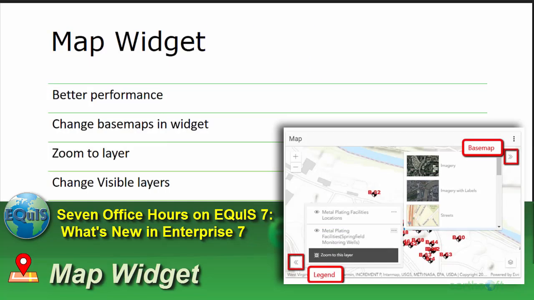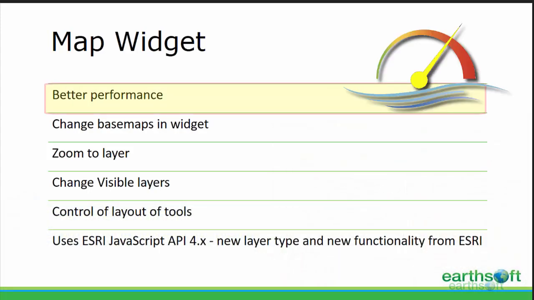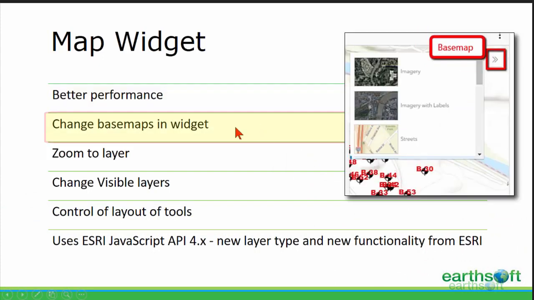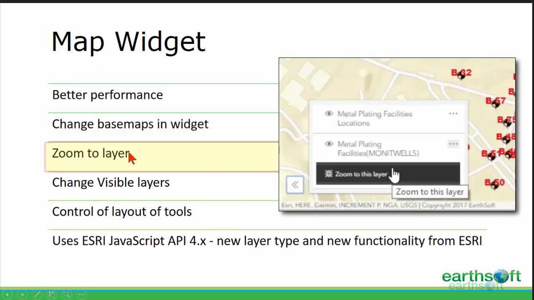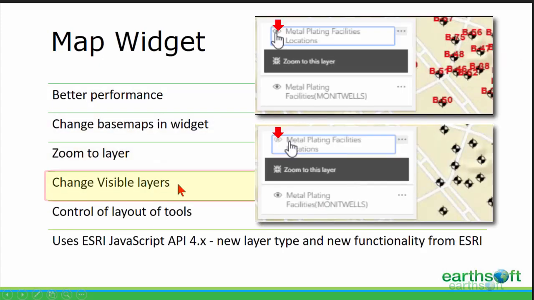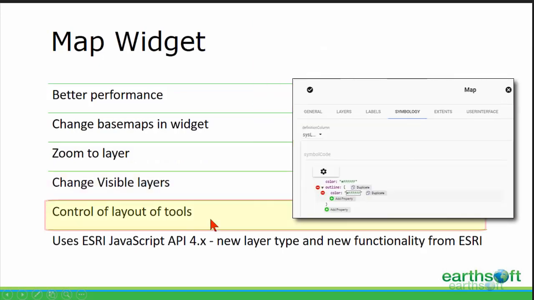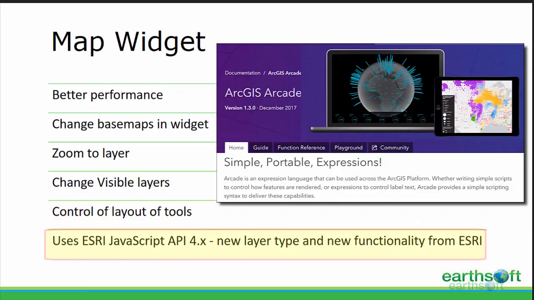Moving back to the next change, which is changes to the map widget. There has been improvement in performance, so there's much better performance in the map widget. You can change the base maps in the map widget. You can zoom to layer, change the visible layers through the map widget. The control of the layout tools has changed, and also the backend is that it now uses the Esri JavaScript API 4.x which is a new layer type and a new functionality from Esri.